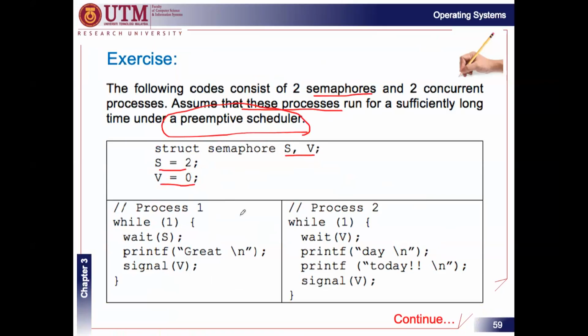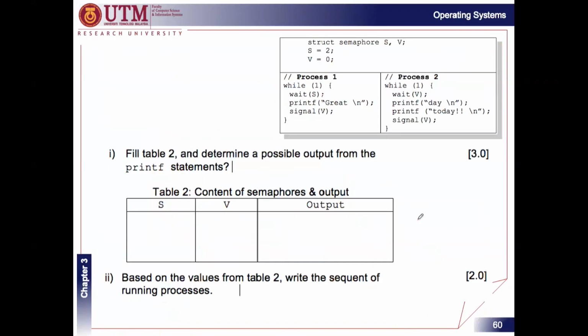We have process 1 wait, and then another process. So 2 semaphores and 2 concurrent processes. And then how to fill table 2 and determine a possible output from the printf.